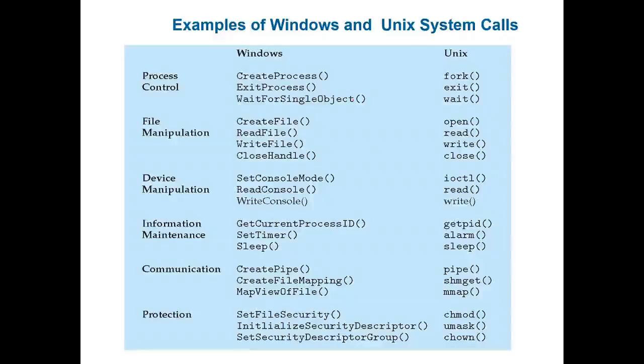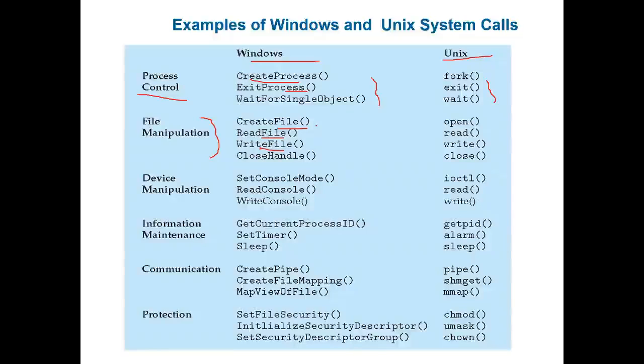In the previous topic we have seen this example: the various system calls are divided according to the functions of the operating system. So, which are the process control system calls? If you take Windows, different system calls will come. If you take Unix, different system calls will come. The system calls are divided according to the functions of the operating system. See, create process, exit process. And which are the file manipulation system calls? Create file, read file, write file.